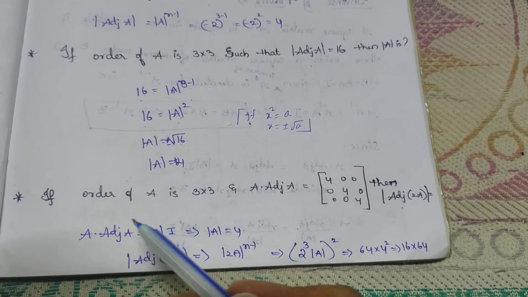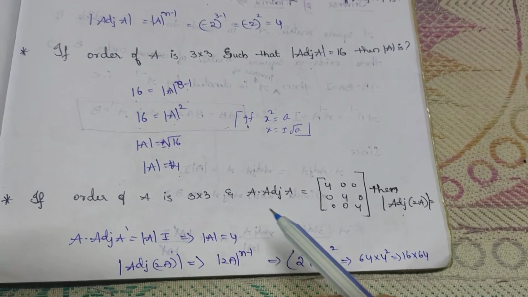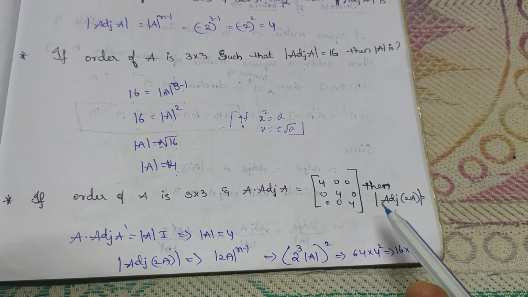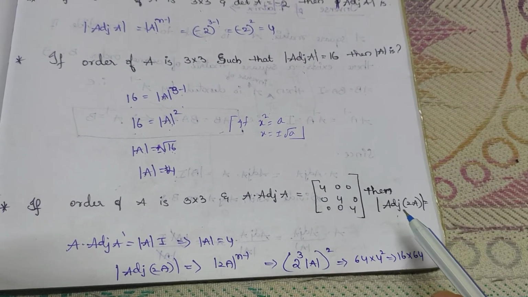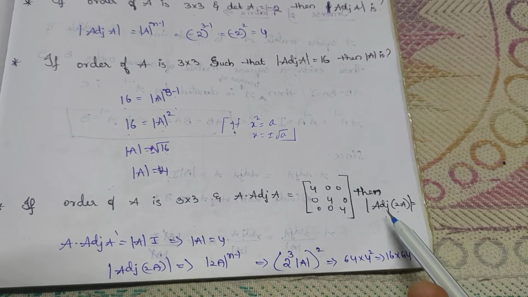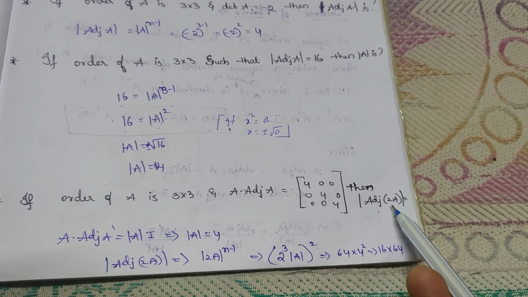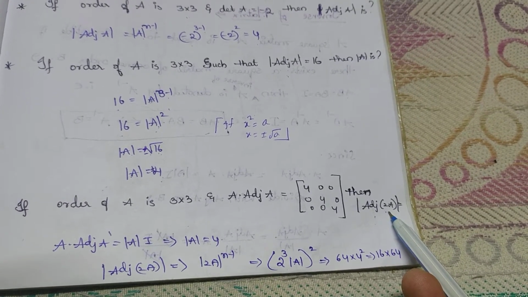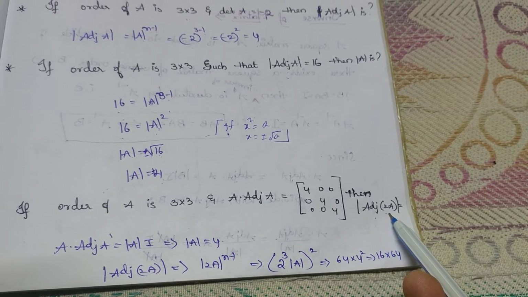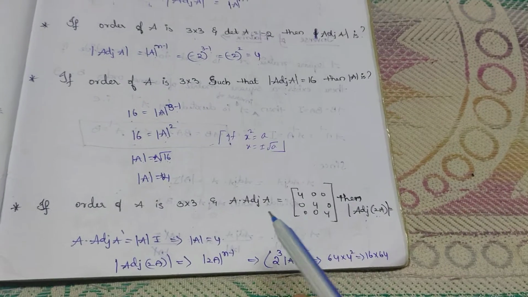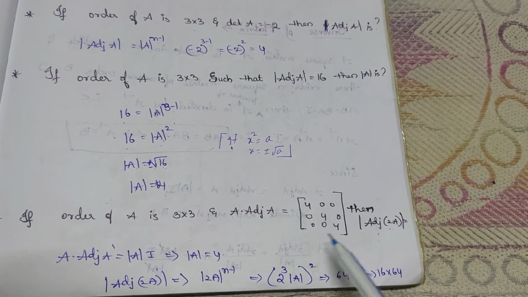Next problem. If order of A is 3 by 3 and A into adjoint of A is equal to the matrix 4 0 0, 0 4 0, 0 0 4, then find determinant of adjoint of 2A. Here two concepts we have to use. First formula, adjoint of kA is nothing but k power n minus 1 into adjoint of A. Here n is equal to 3. And they given A into adjoint of A value, this one.